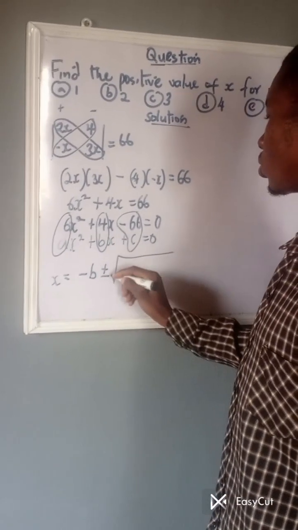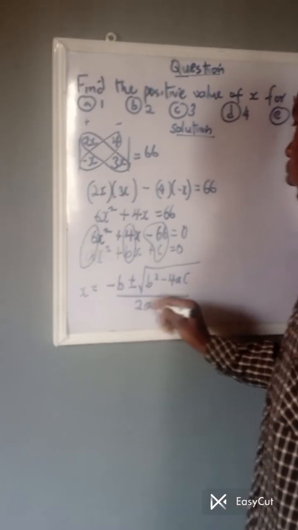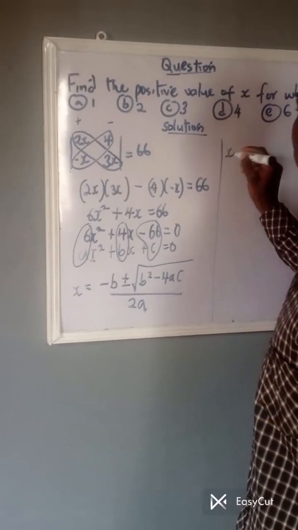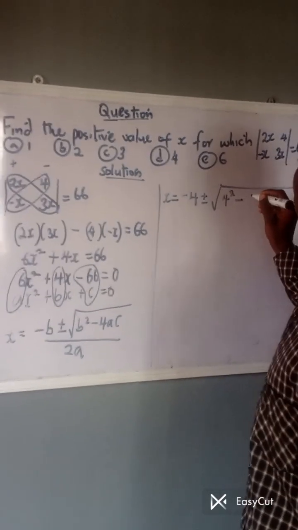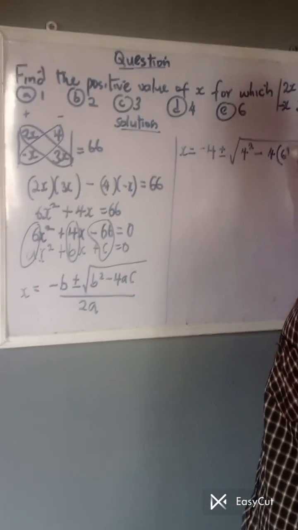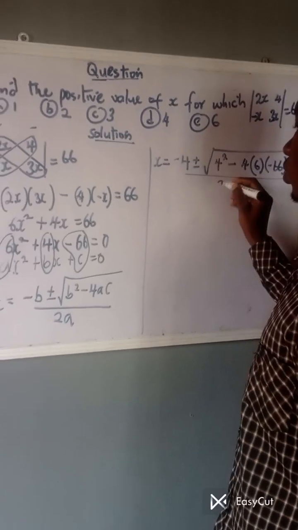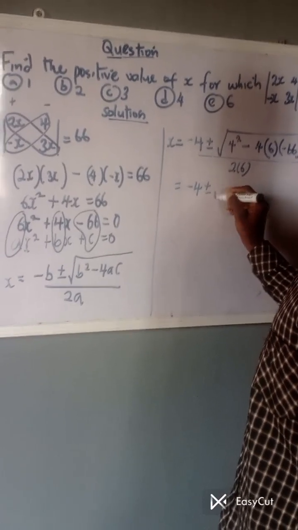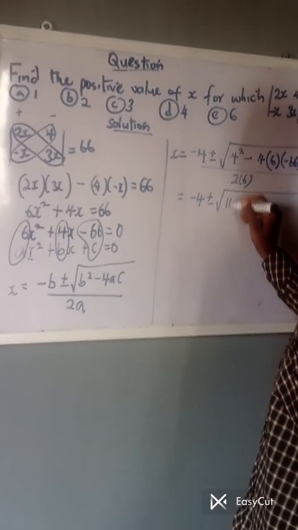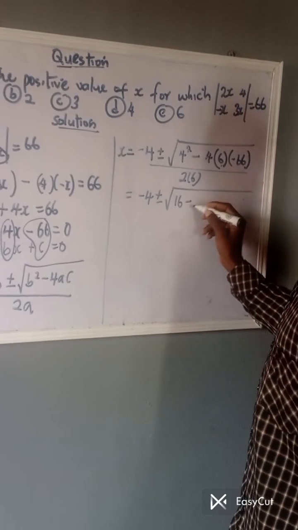Now our x is going to be equal to, the formula says, minus b plus or minus the square root of b squared minus 4ac, everything all over 2a. So our x in this case is going to be equal to minus b, which is minus 4, plus or minus the square root of b squared, which is 4 squared, minus 4 times our a, which is 6, and our c, which is minus 66, everything all over 2a, which is 2 times 6. Now this is going to give us minus 4 plus or minus the square root of 4 squared, which is 16, minus 4 times 6 times minus 66, all over 2 times 6.